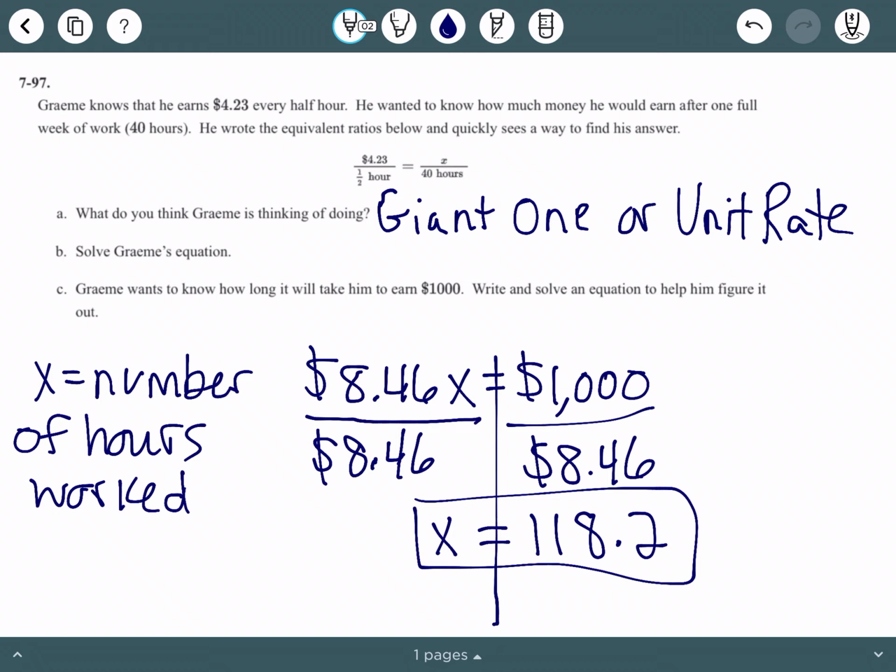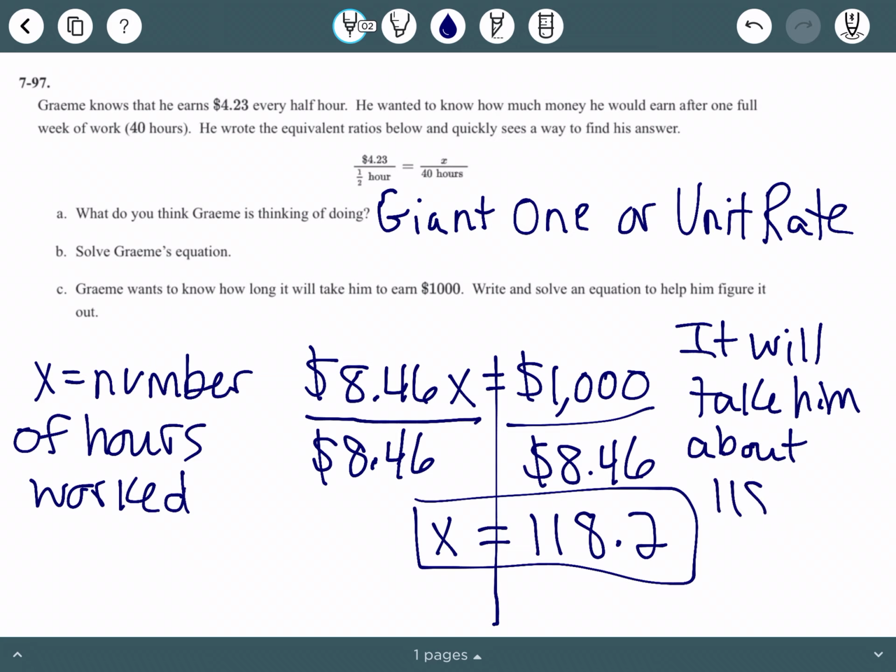All right, but 118.2 what? You know, what does this mean in the context of the problem? So we want to say it will take him about 118.2 hours to make that $1,000. And that is all for 797.